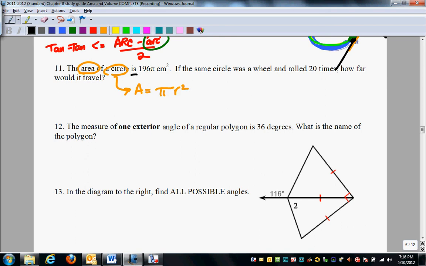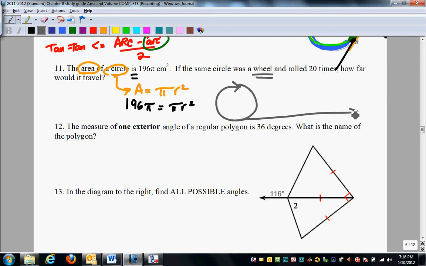Is an equal sign. So it is 196 pi equals pi r squared. So we have a circle here. If the same circle was a wheel and rolled 20 times, so if we're going to roll 20 rolls, it's asking how far are you going to travel.